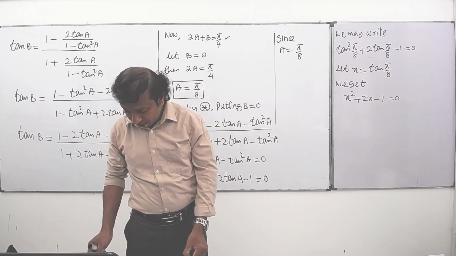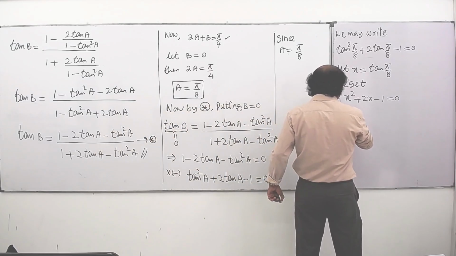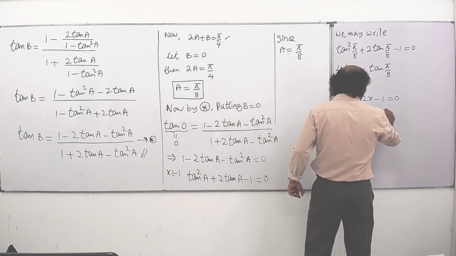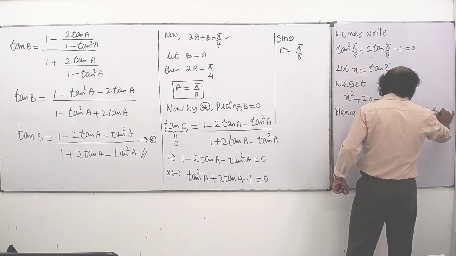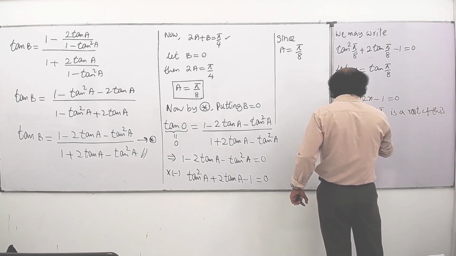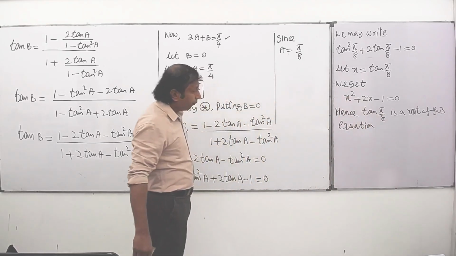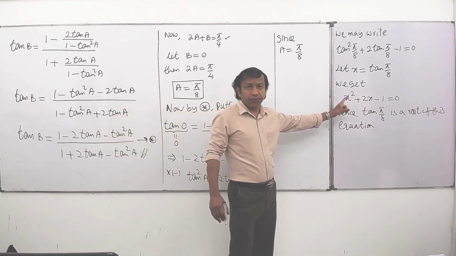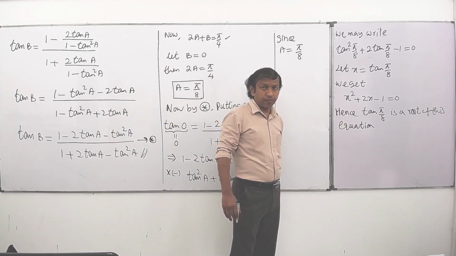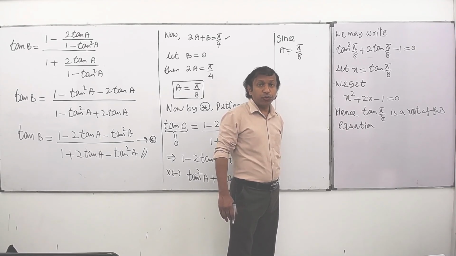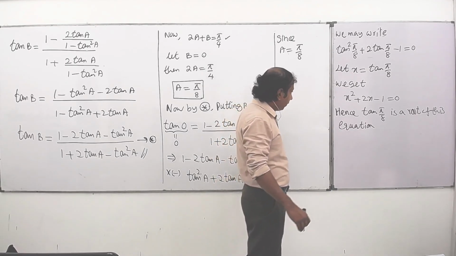Hence, tan pi by 8 is a root of this equation. Now, we can consider this as a quadratic equation in x. Then you can write two solutions for x. Understood? Then one of them should be the answer, tan pi by 8. How to write the solution for this?